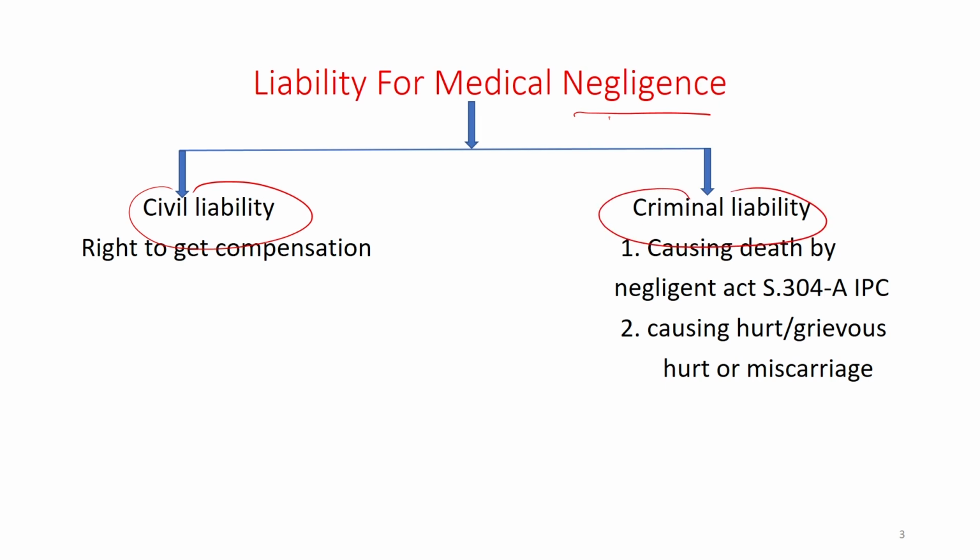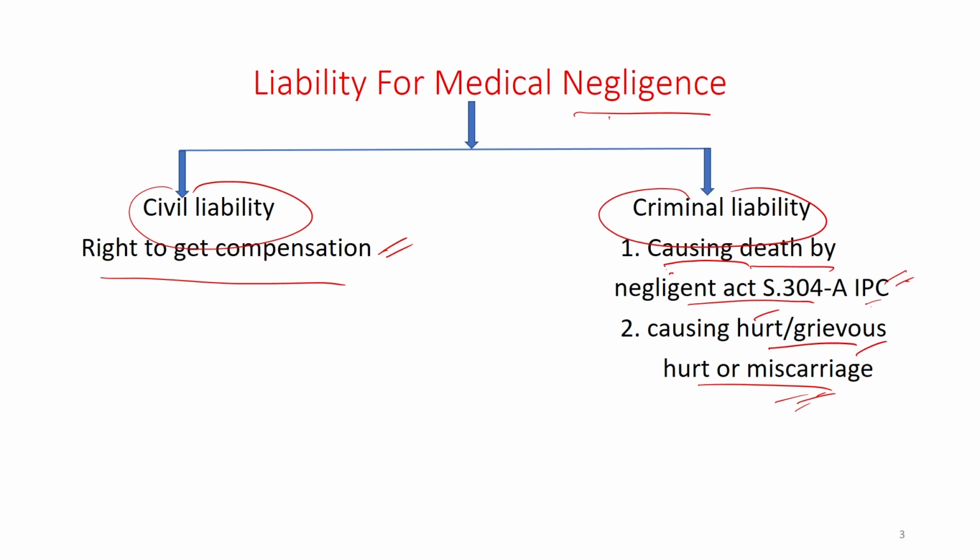So, where medical negligence occurs, that victim has two options. He or she has the right to get compensation from that doctor who negligently performed that activity. And in criminal liability, the patient who has lost any organ of his body can also file a complaint. Or the dependents of the patient, for causing death by a negligent act, section 304 IPC. Causing hurt or grievous hurt or miscarriage, the victim has the right to lodge a complaint for causing hurt or grievous hurt or miscarriage to the patient.